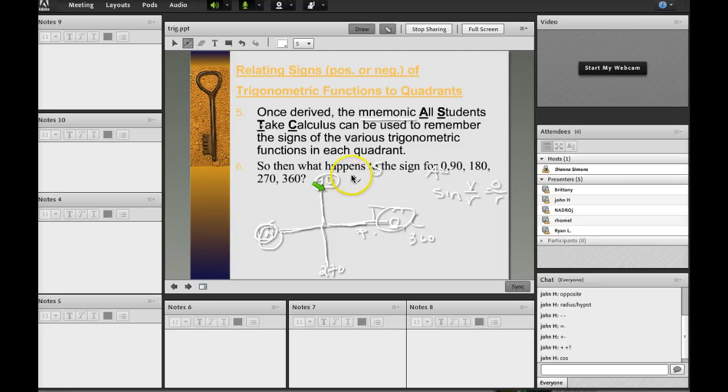Sine is y over radius, so it's whatever your y value is. Does that make sense? So it should be 90. It's 90 degrees.